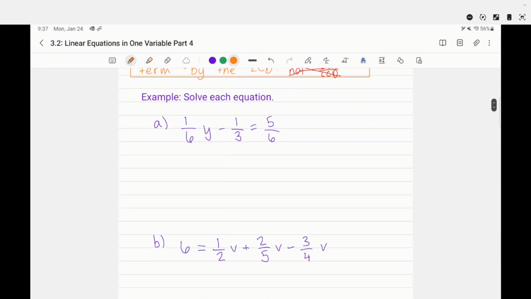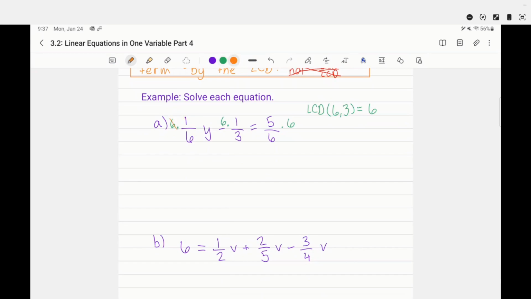So, first example. 1/6 y minus 1/3 equals 5/6. Well, the LCD of 6 and 3, the two denominators, is 6. So I'm going to multiply each term by 6, not 6 over 6, just by 6.